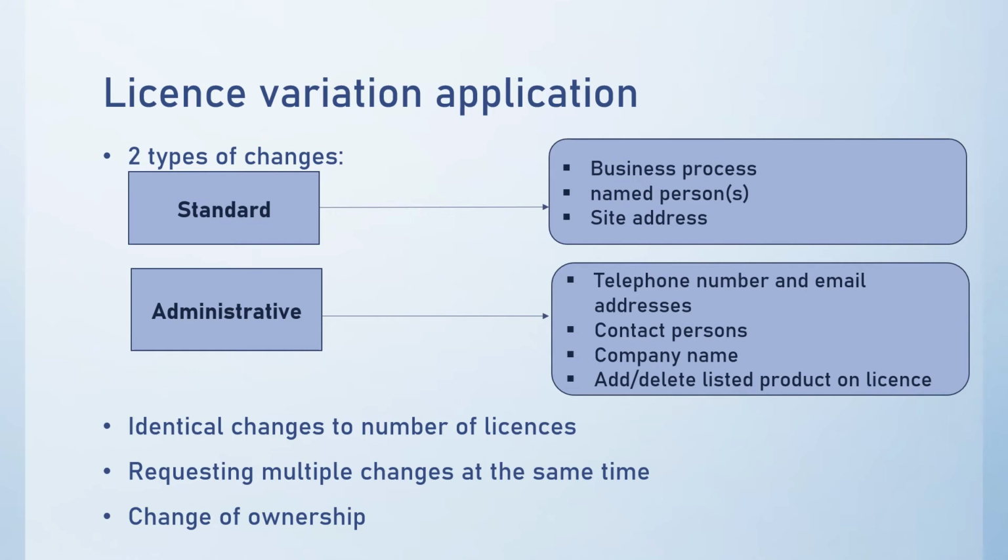Making identical changes to a number of licenses. If applicant needs to make exactly the same changes to a number of different licenses with the same license number, the license that has the higher fee will be charged at the full rate and the remaining licenses at 50% of fee. Requesting multiple changes at the same time. MHRA only charges per submission and not per change. So if applicant makes a number of changes, applicant will only have to make a single payment for the change which attracts the higher fee.